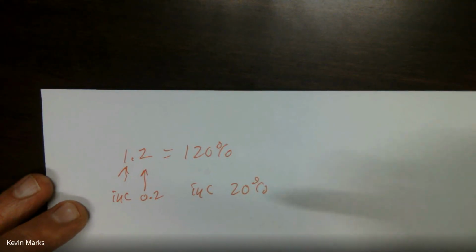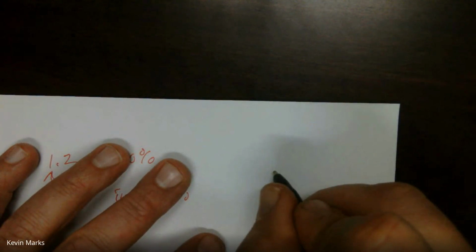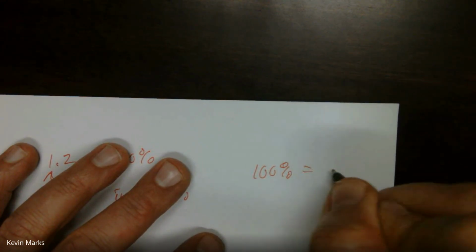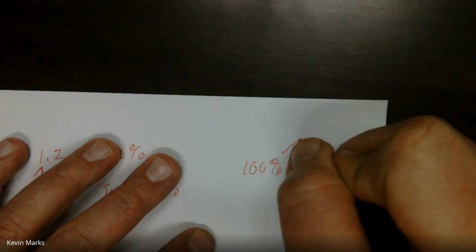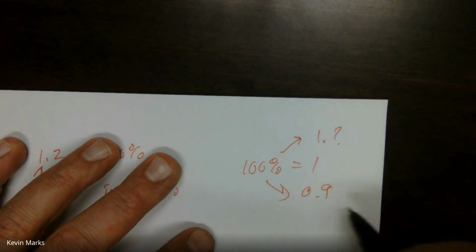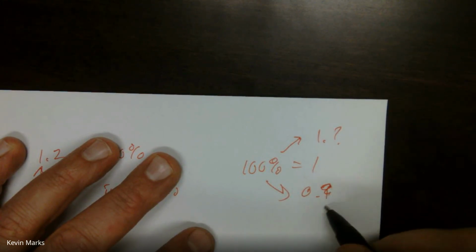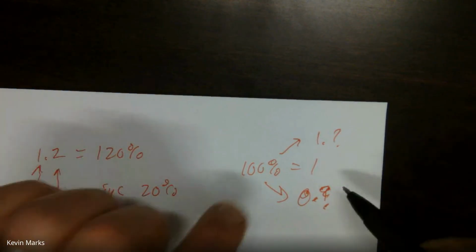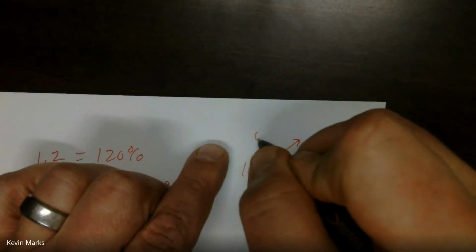So it's all about that same trick. Right? 100% is 1. That's the same. Anything that's 1 point something, or 0 point something, whatever. But if it's above 1, you've increased.